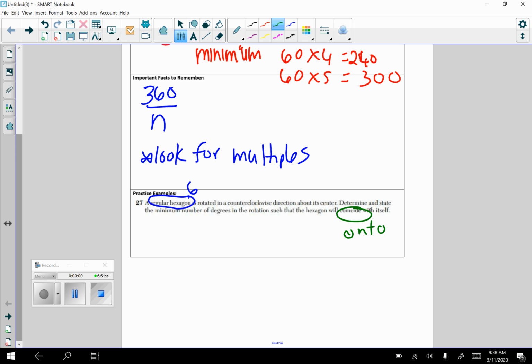I'd like you to try this problem on your own and then check your answer. I hope you got the same answer. Turn the page.